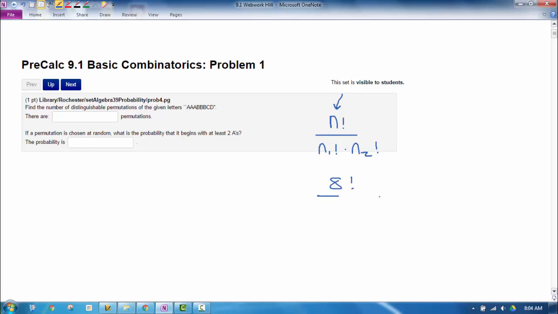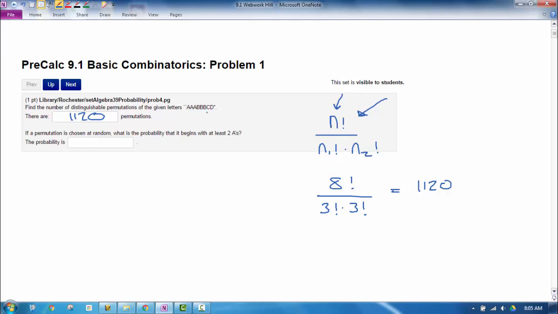So the 8 factorial divided by, and these numbers in the bottom are the letters that repeat and the number of times that they repeat. So n1 would be 3, representing there's 3 a's here. So it'd be 3 factorial, and then there's 3 to represent the b's as well. So it'd be times 3 factorial. So that would be our answer for the total number of distinguishable permutations, which is 1120.